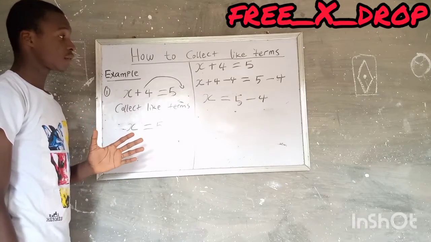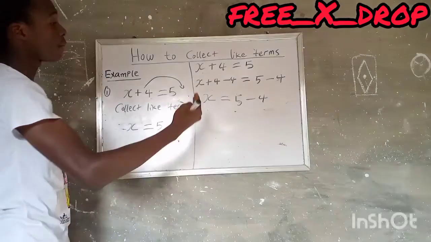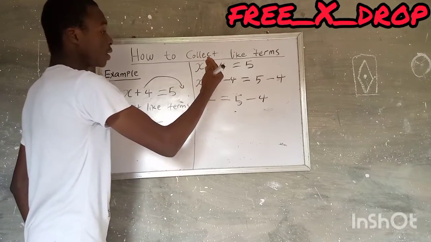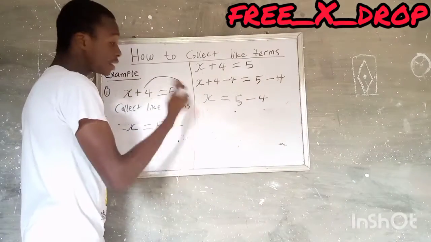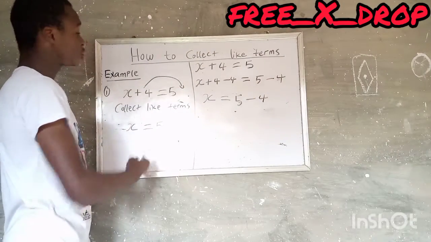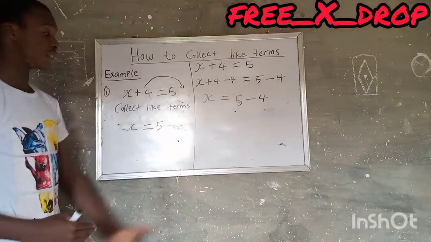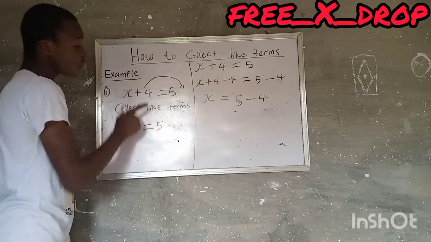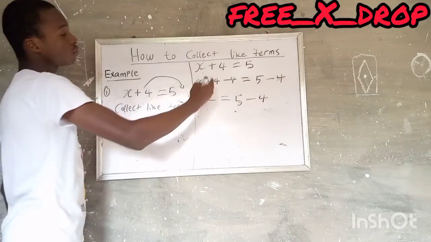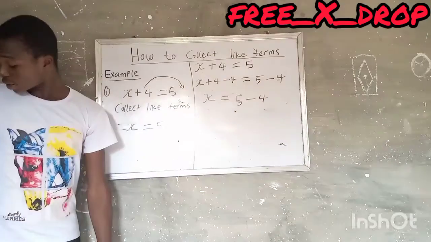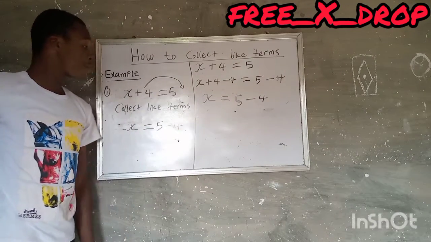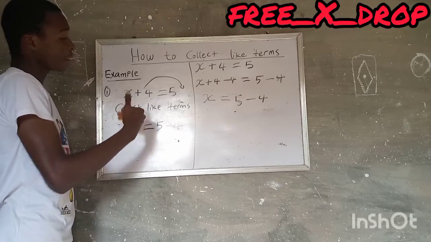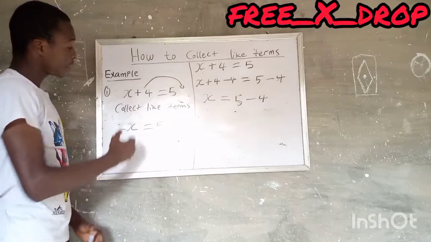It's that easy. So it's very easy to collect like terms with either of these two methods. These are the two easiest methods you can find. So the more you solve, the more you get used to it, and before you solve this, you already know what to write next. So these are the two easy methods, very easy to solve. So I hope you understand how to collect like terms now.